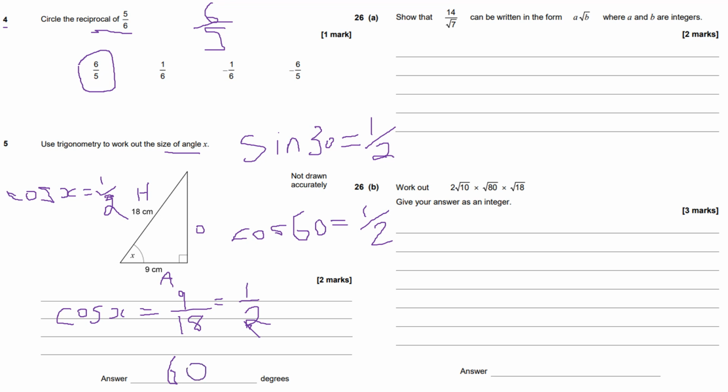Question number 26, part A. Show that 14 over root 7 can be written in the form a root b, where a and b are integers. So I'm going to rationalize the denominator. I'm going to multiply top and bottom by root 7 to get rid of the surd on the denominator of my fraction. Hence the term rationalize the denominator. So we times top and bottom by root 7.